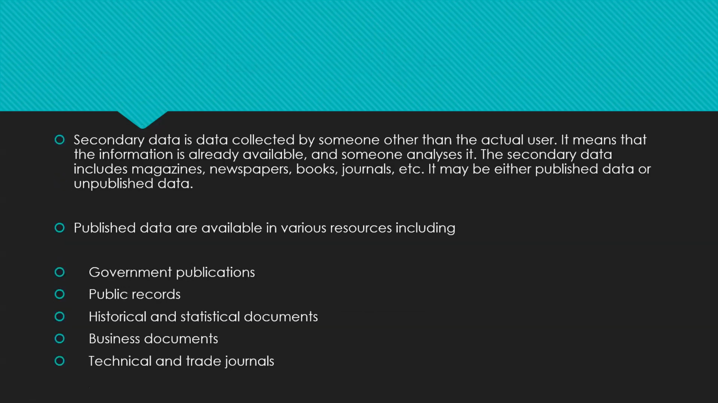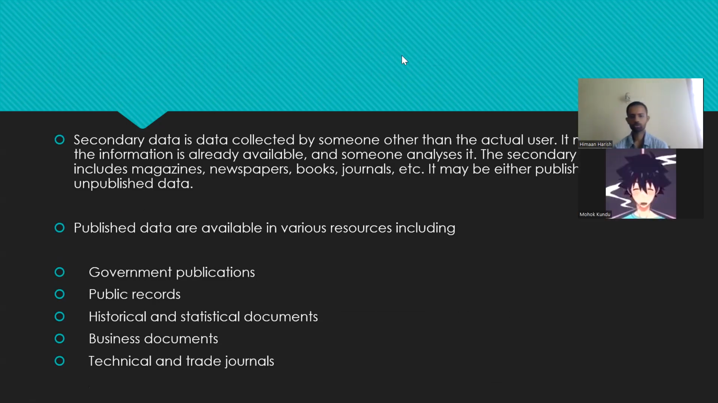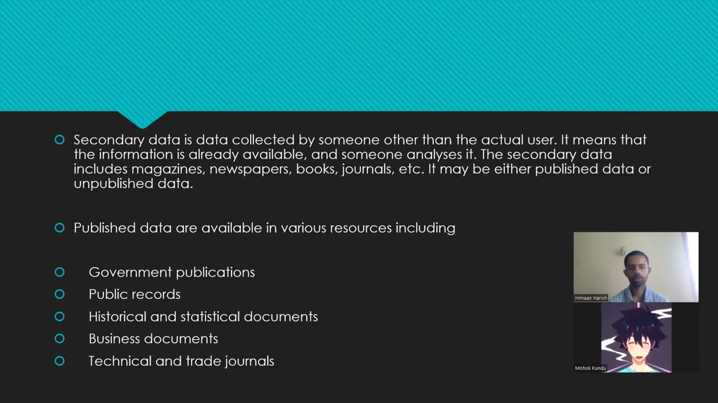So we will go to secondary data. Secondary data is data collected by someone other than the actual user. It means that the information is already available and someone analyzes it. Secondary data includes magazines, newspapers, books, journals, etc. It may be either published or unpublished data. Published data are available in various sources, including government publications, public records, historical and statistical documents, business documents, technical and trade journals.